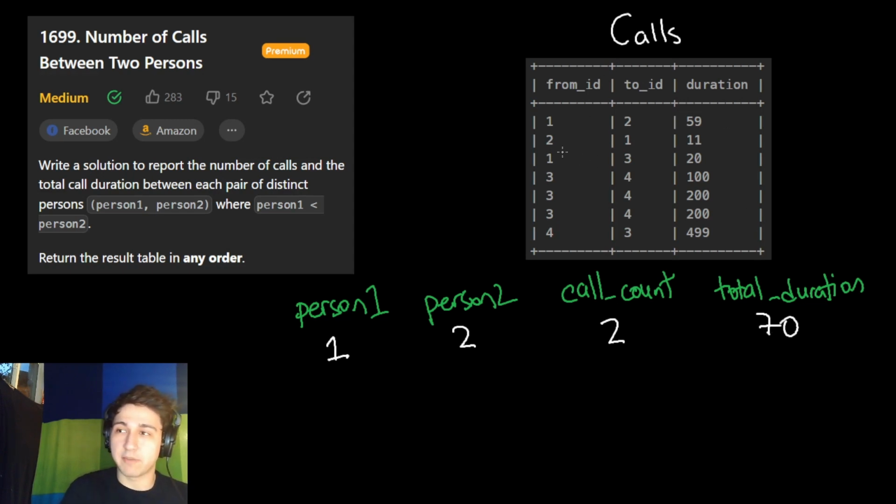Now let's go to the next pair of people. We have one spoke with three. How many times did one and three call each other? Just once. And how long was that phone call? 20 minutes. And now we have our last pair of people who had calls with each other.